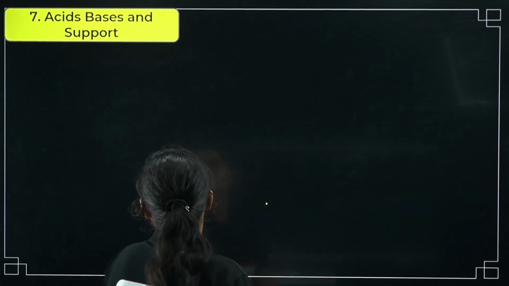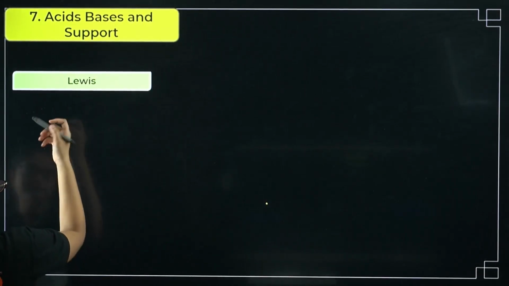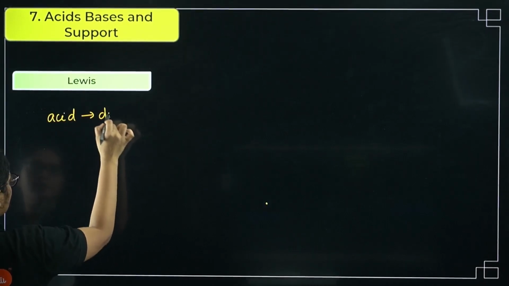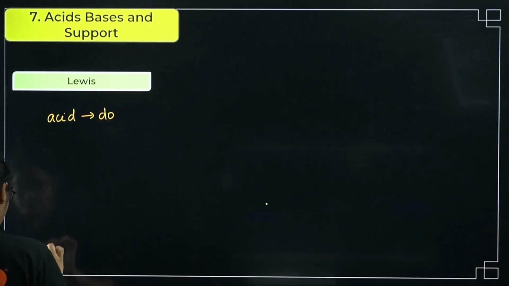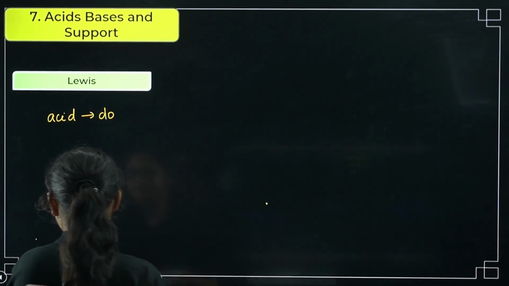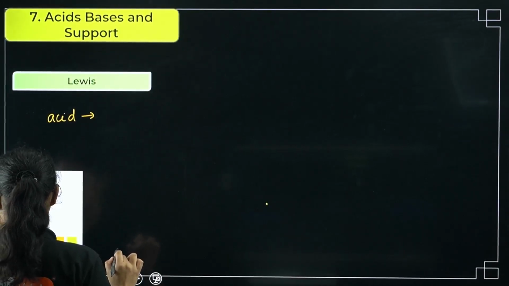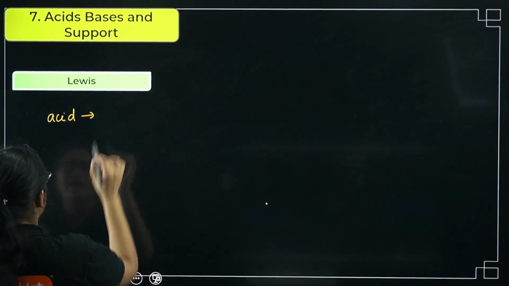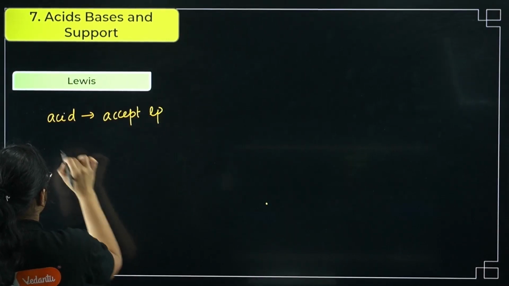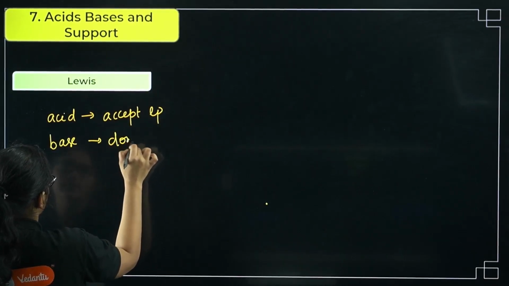Next we have Lewis theory. According to Lewis theory, please note down these things, an acid is something which can accept a lone pair, and a base is something which will donate a lone pair.